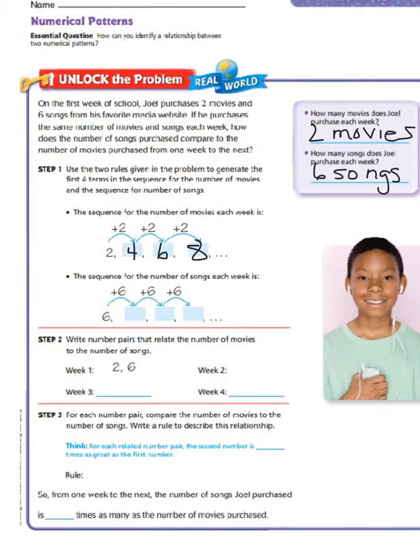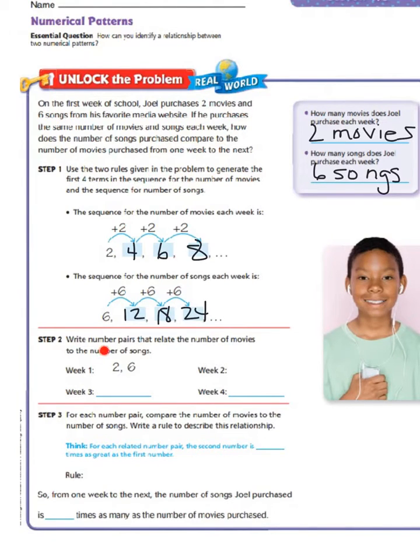Now, we generate the sequence for the number of songs each week. Well, each week we know we're going to add 6 songs onto it. So we start with 6. 6 plus 6 is 12. 12 plus 6 is 18. 18 plus 6 is 24. So now let's take a look at step 2.